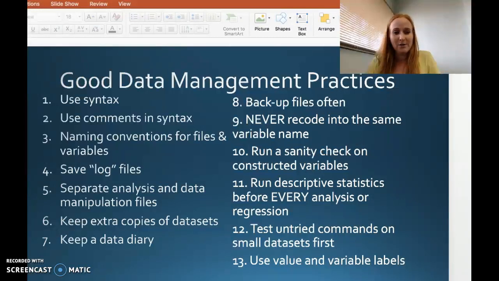Okay, so that's going to wrap up this lecture. We're going to come back to these good practices, and I build them into the labs so you don't forget. But hopefully this helped you think about how to handle data, and we'll see you next time.